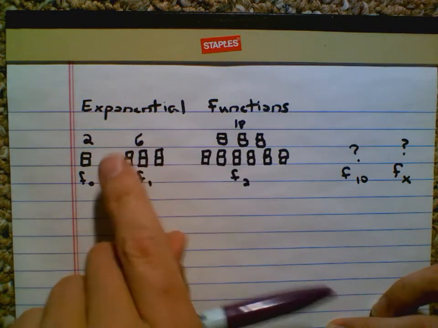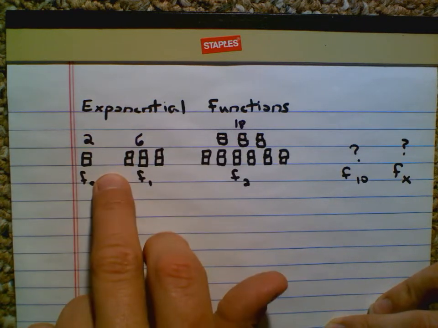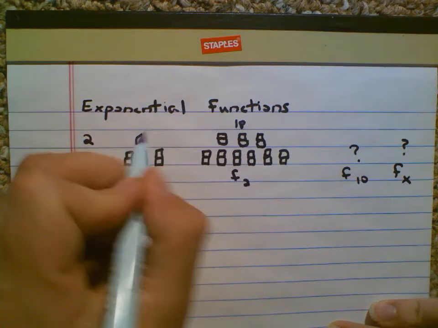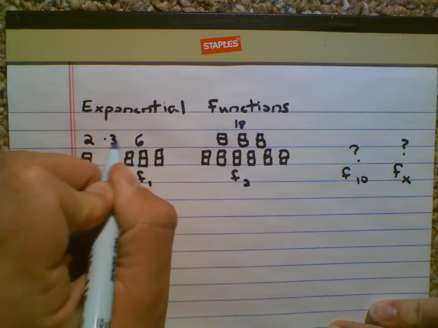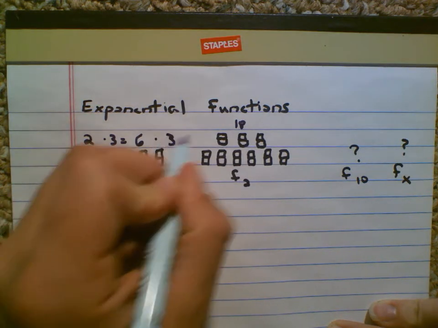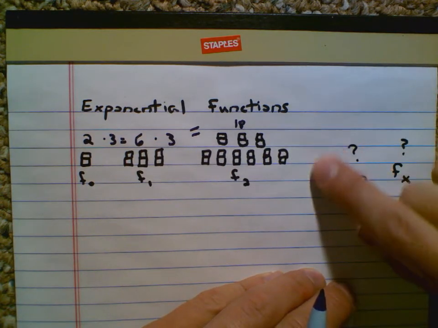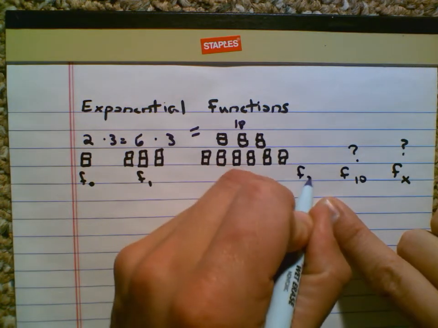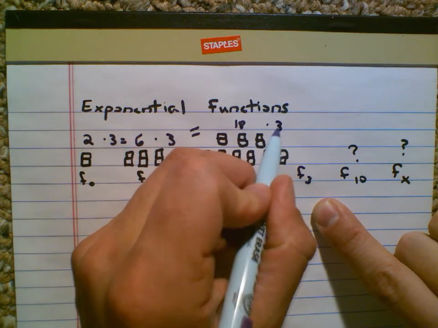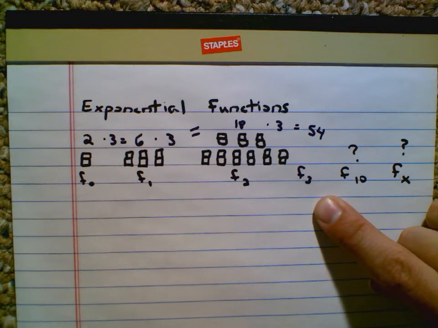Now, when we look at the numbers 2, 6, and 18, we hopefully will notice when we look at this pattern that we are tripling our previous amount. So for instance, if I take 2 times 3, that gives me 6. And when I take 6 times 3, that gives me 18 in the next figure. So if I wanted to find the next figure over, call this figure 3, I would simply take 18 times 3 to get the next figure of 54 boxes.